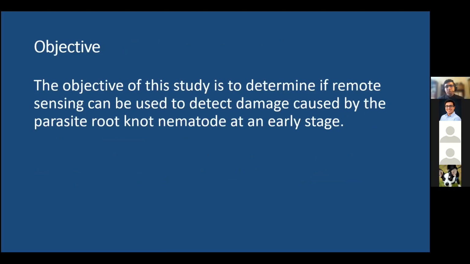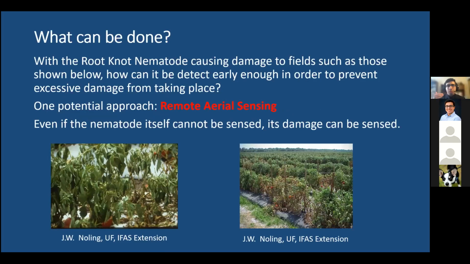Well, as we look at the root knot nematode, we will have to detect it early enough, correct? So we could potentially send a lot of researchers into the field and have them look at every single plant. The problem with that is that it's not very efficient. It's very time consuming. So we will try another approach. One potential approach would be remote aerial sensing. Even if the nematode itself cannot be sensed, the damage from the nematode can be sensed.